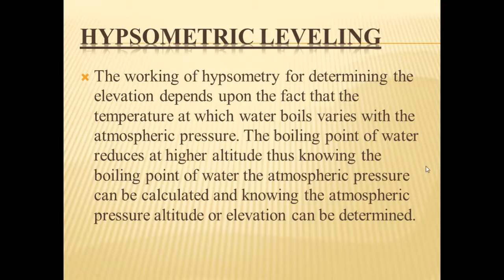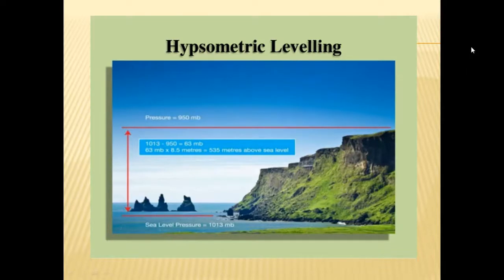Hypsometer is an instrument for measuring height or altitude. The working of hypsometry for determining the elevation depends upon the fact that the temperature at which water boils varies with the atmospheric pressure. The boiling point of water reduces at higher altitude. Thus, knowing the boiling point of water, the atmospheric pressure can be calculated, and knowing the atmospheric pressure, altitude or elevation can be determined. This is a picture which shows how hypsometric leveling is used.